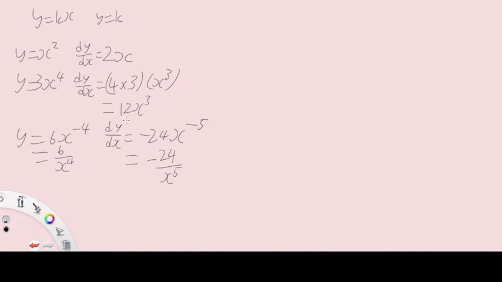So in general, we have this kind of formula where y equals kx to the power of n, where n is any real number, could be negative, could be positive, could be pi, could be e, and we then have the derivative of n k x^(n-1).